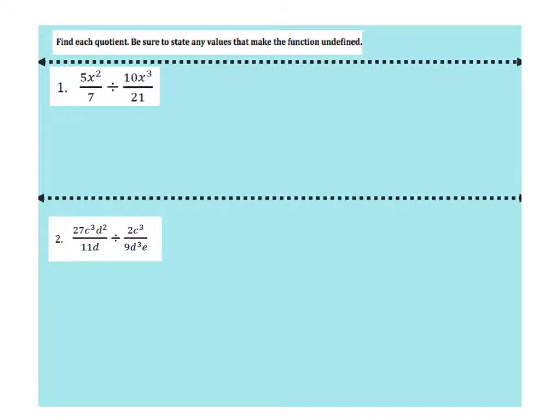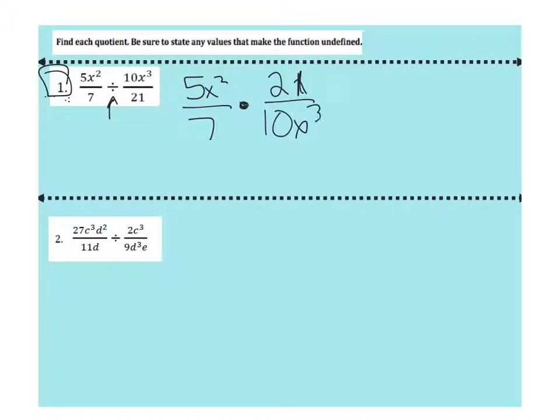When you're looking at number 1, you see that it's division, so you have to flip the second fraction. The first one stays the same, 5x squared over 7 times 21 over 10x to the third. Now it becomes a matter of simplifying, much like we were doing for multiplication. 21 over 7 is the same as 3 over 1. 5 over 10 is the same thing as 1 over 2. Then x squared over x cubed, well, 2 minus 3 means that's going to go away. That's just going to become 1.